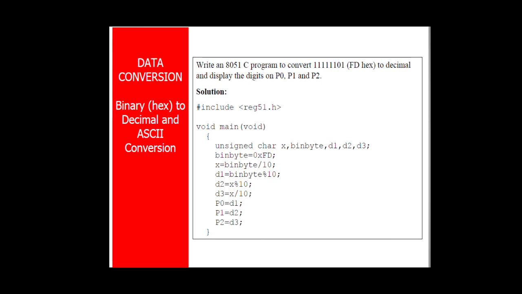So to convert from hex to decimal, we have to go on dividing that number by 10 until we get a number which is less than 10. So send all the bits to P0. The quotient should be less than 10. Until that, we have to perform the division operation.